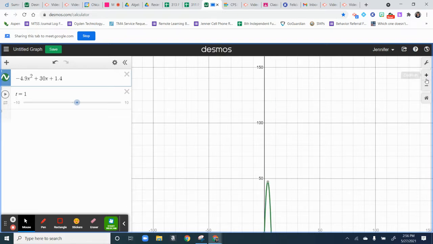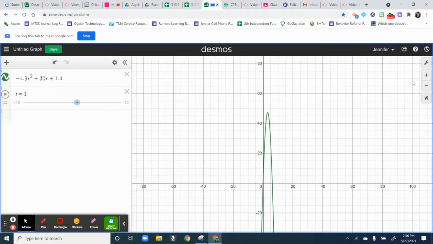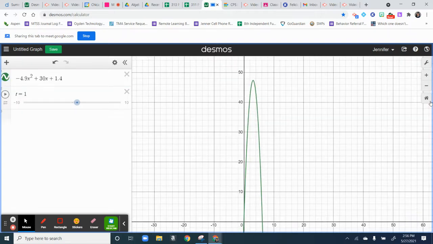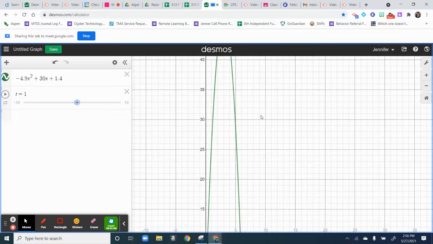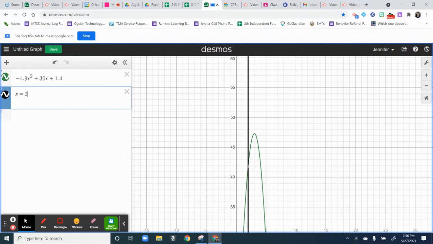Now I want to know what is happening at 2. So the other thing I'm going to do is add x equals 2, because then it graphs that line, and I can see where they intersect.